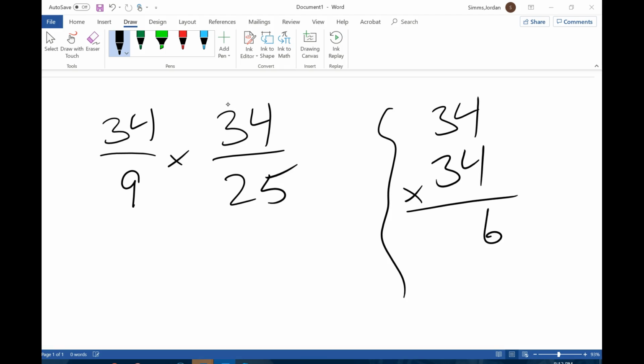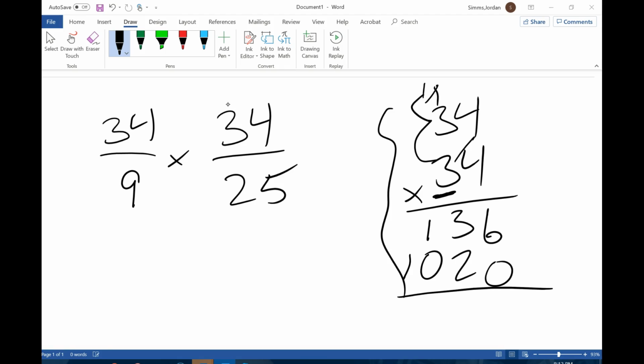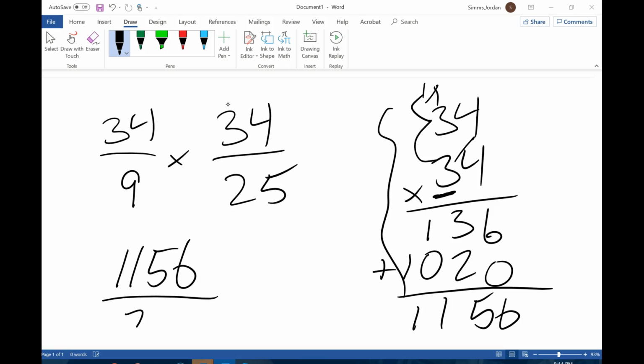4 fours are 16, carry the 1. 4 times 3 is 12, add 1 is 13, a 0, which means now we're over with the 3. 3 times 4 is 12. We'll still carry the 1 up here. 3 times 3 is 9, plus 1 is 10. We'll add those partial products, 6, 5, and 11. So we still get 1156 over 225. Now with multiplication, obviously, we know still that 9 times 25 is 225.